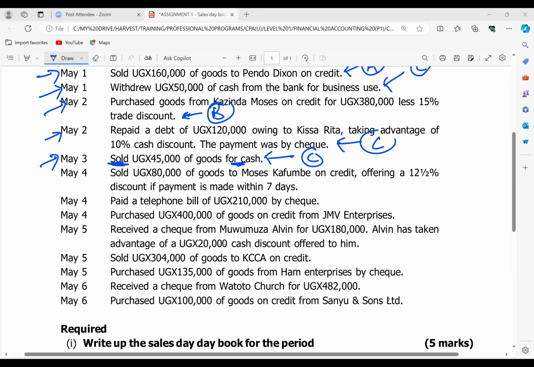4th of May, sold 80,000 of goods to Moses Kafumbe on credit, offering a 12.5% discount if payment is made within 7 days. So Aline, where do we record this transaction on 4th of May? Sold goods, 80,000 to Moses Kafumbe on credit. Payment is going to be made within 7 days. Where do we record this? Just type in the chat. That one is yours.